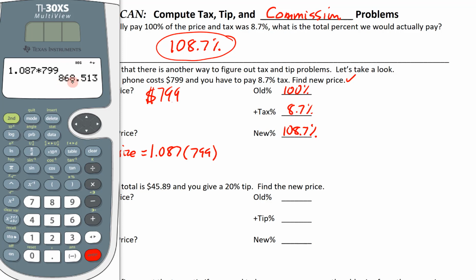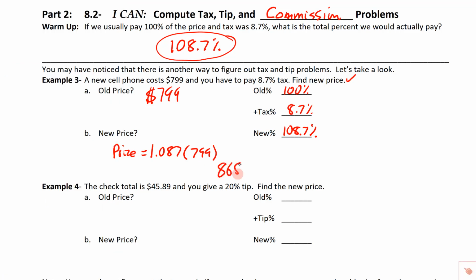$868.51 and a little bit more, but not enough more to bump that up to 52 cents. Remember, it's either going to be 51 cents or 52 cents. So it's going to be $868.51. Put a $ sign on there. That is our final price. Now, notice all they asked for was the final price. That's usually what we're interested in.